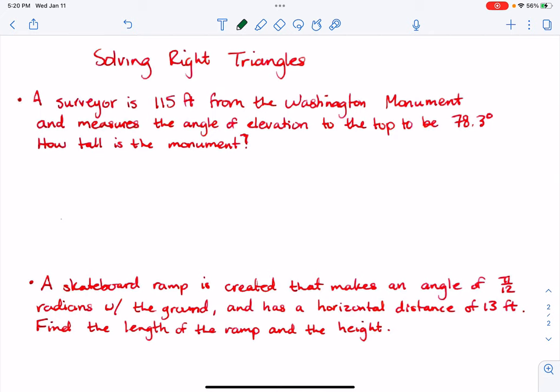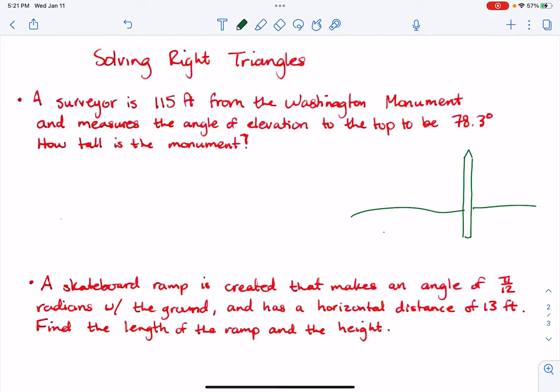We have a surveyor who is 115 feet from the Washington Monument and measures the angle of elevation to the top to be 78.3 degrees. How tall is the monument? So we will definitely need our calculators here. Unit circle ain't going to help us on this problem. So the Washington Monument, I think it looks something like this, right? It's just a giant stick in the ground, basically. Let's draw a little background here.